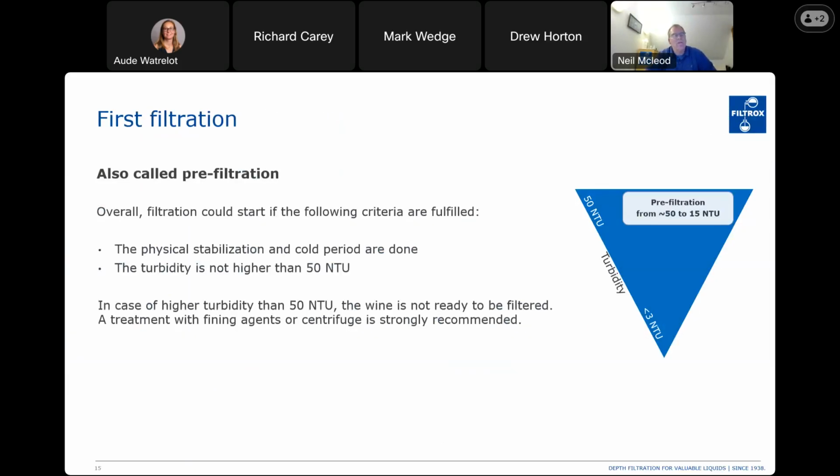So when we look at wine filtration, we mentioned earlier that we have different levels. We'd normally start with what we call a pre-filtration with a pause filter. And as a guideline here, we're looking at wine that is physically stabilized with the cold periods done, and the turbidity is not normally higher than 50 NTU. If it is higher than 50 NTU, then the wine is not ready to be filtered and needs either further fining agents or centrifugation.